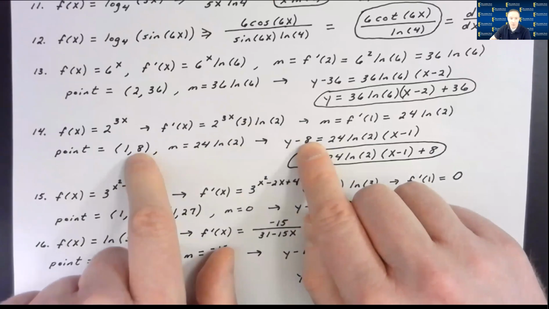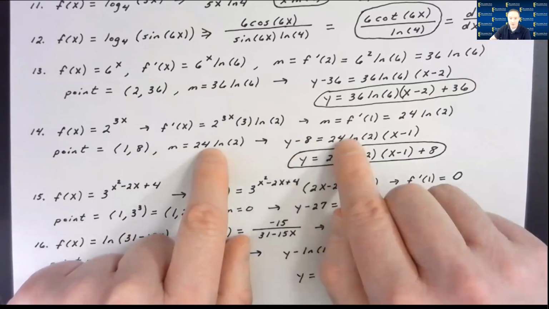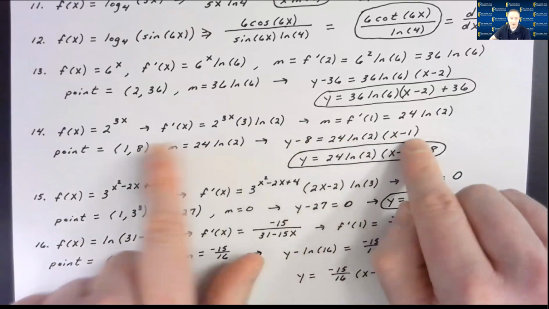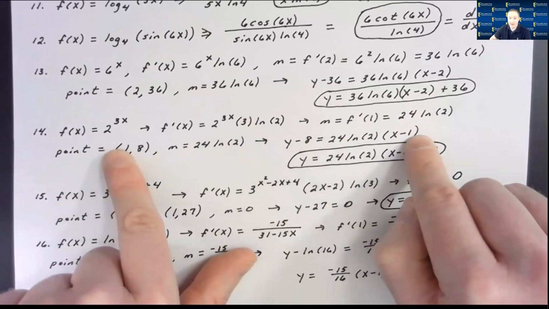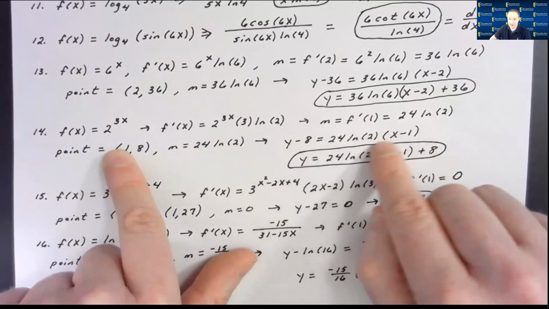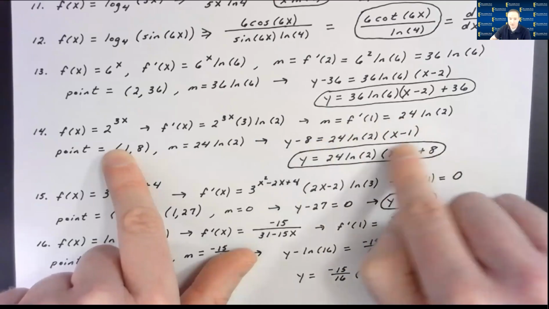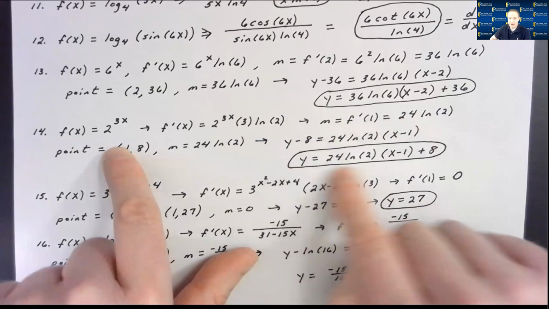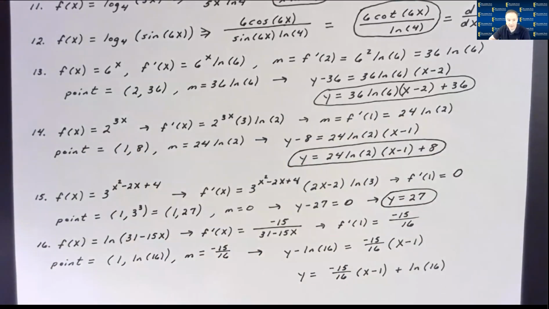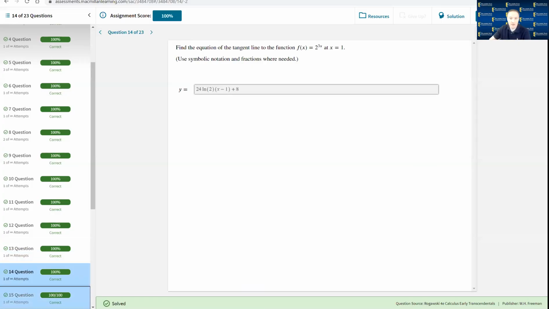y minus y1 is equal to m times x minus x1 here. And again, just like last time, keep the right-hand side as it is, move the 8 over to solve for y. And we have our final equation of the line there. It looks like 15 and 16 keep up the same stuff here.